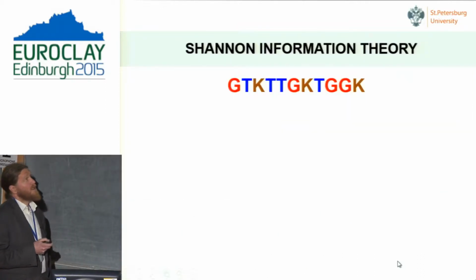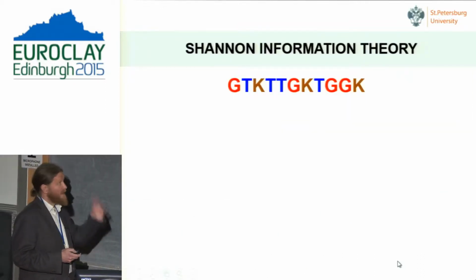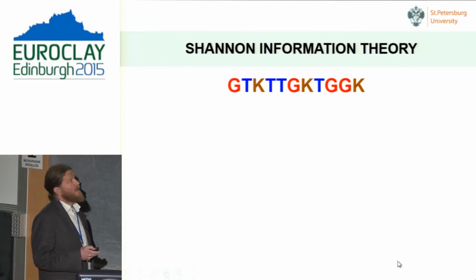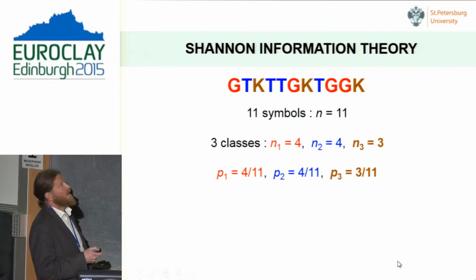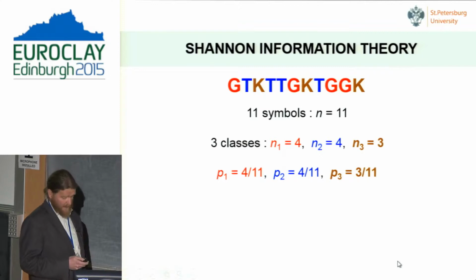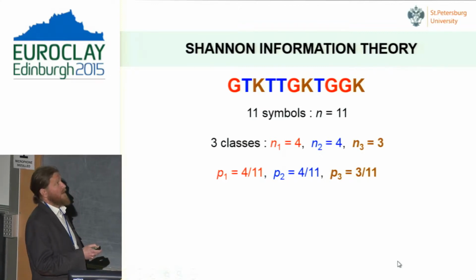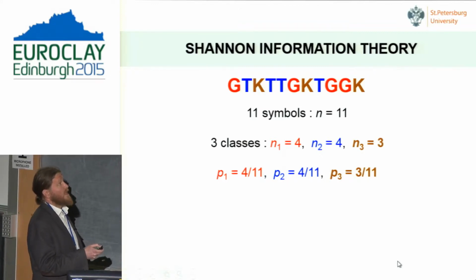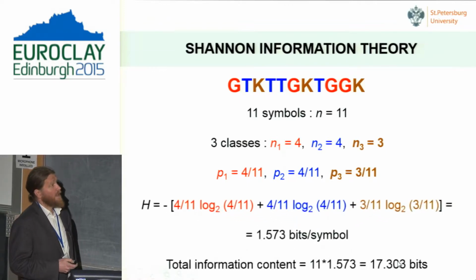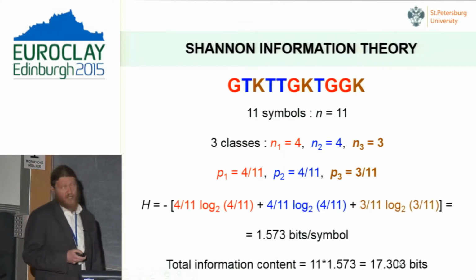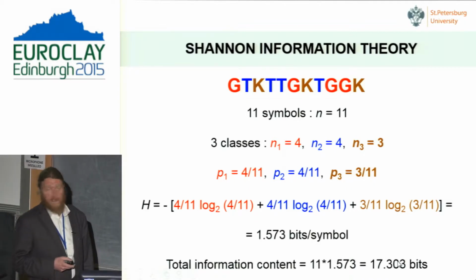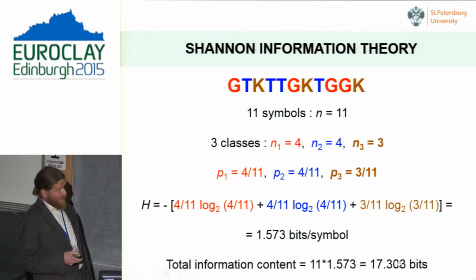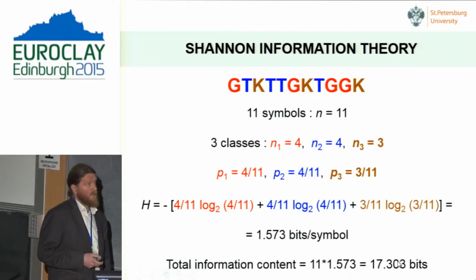So for example, if you consider this message, consisting of these symbols, it has 11 symbols, and they belong to 3 classes. Then you calculate probabilities, just dividing these numbers by this number, and then you apply the Shannon formula to get the information amount per symbol. In this case, it is about 1.6 bits per symbol, and then the total information amount is about 17.3 bits per message.